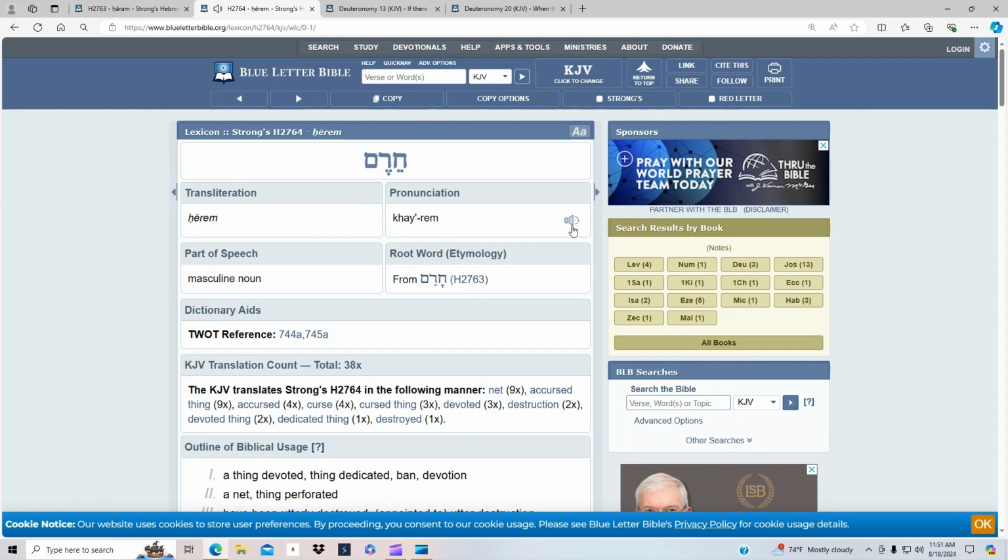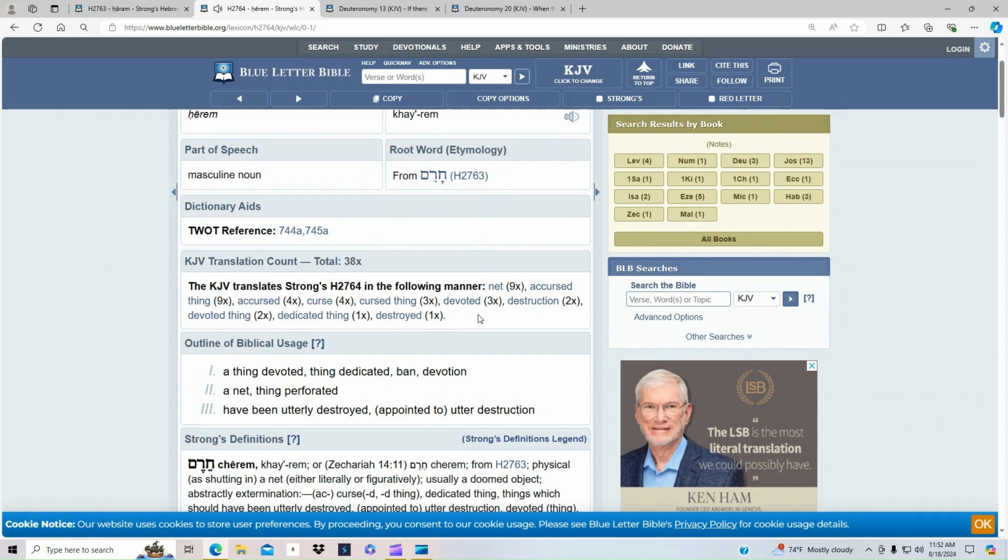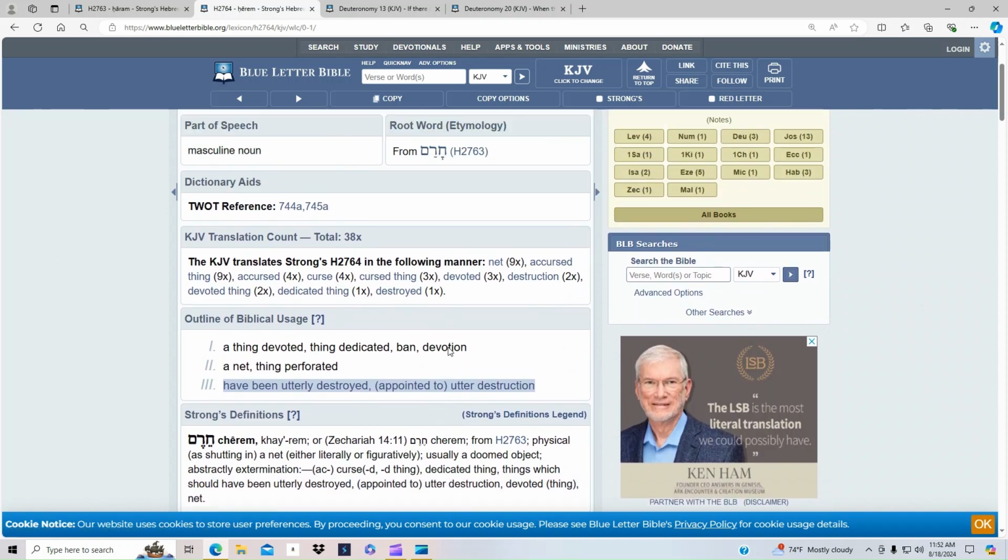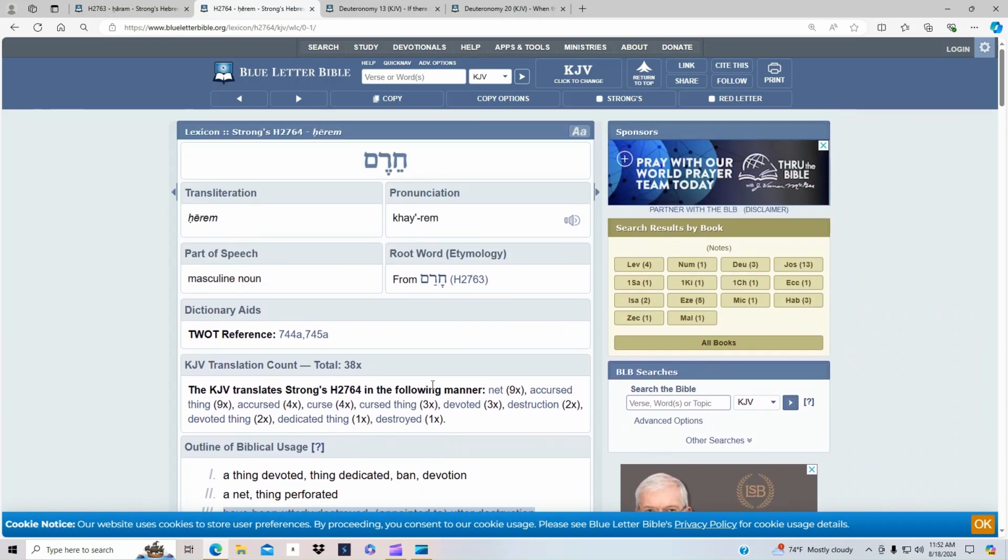Strong's H2764. Cherem. And second entry, Cherem. So you see it as a thing devoted, thing dedicated, banned, devotion, a net, and you see have been utterly destroyed or appointed to utter destruction. A lot of similarities here, comes from the same word. So it's really key context to look at these things.